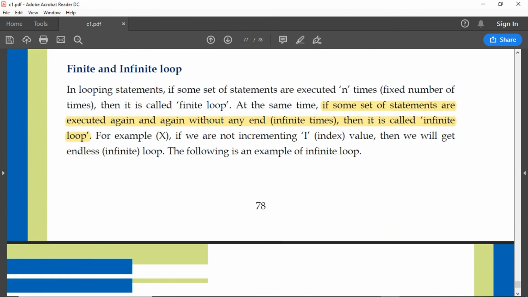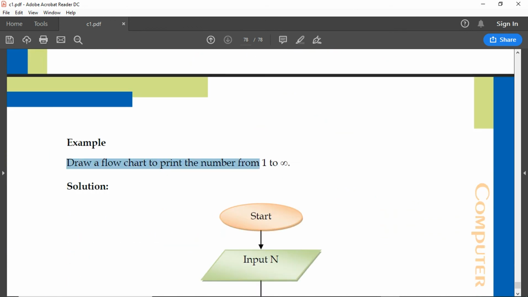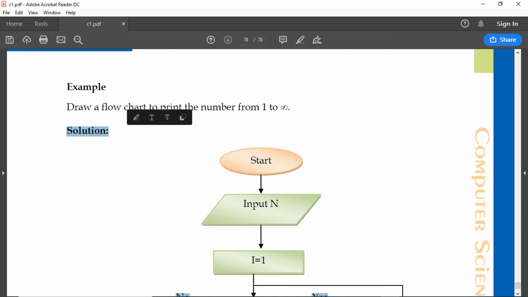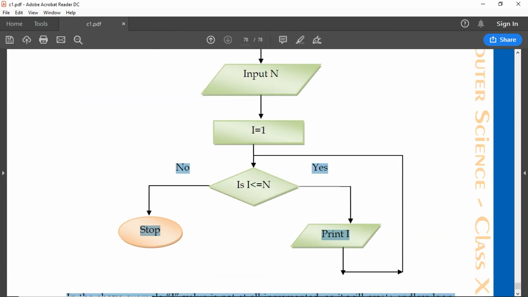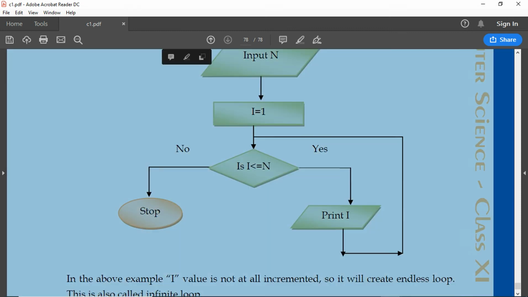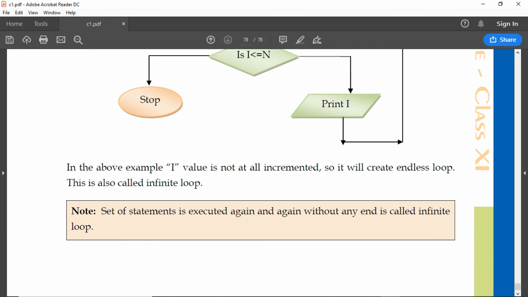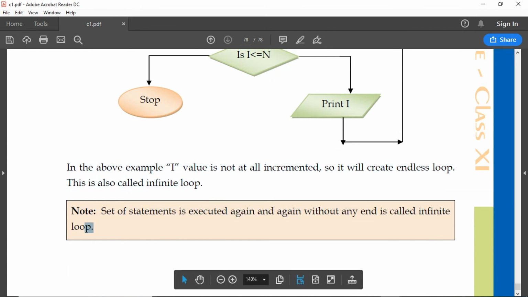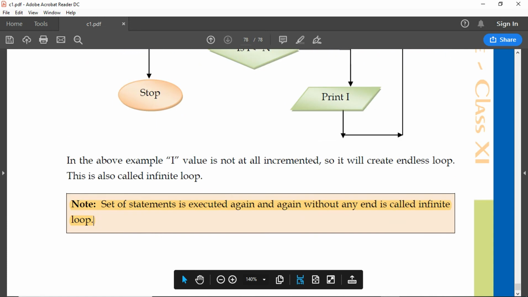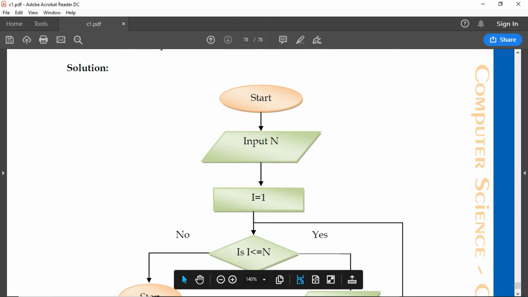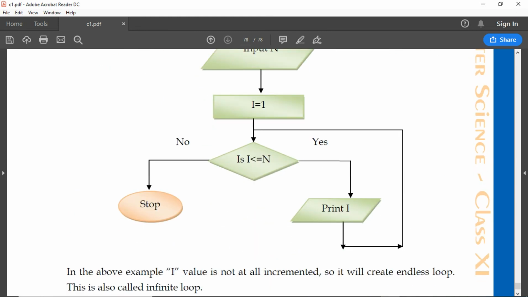Example. Draw a flowchart to print the numbers from 1 to n. Solution. In the above example, I value is not at all incremented, so it will create an endless loop. This is also called an infinite loop. Note, a set of statements executed again and again without any end is called an infinite loop. Stop. Print I. No, yes. Start. Input n. I equals 1. Is I equals n?